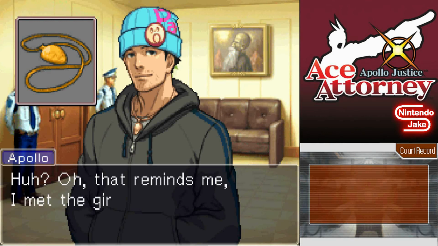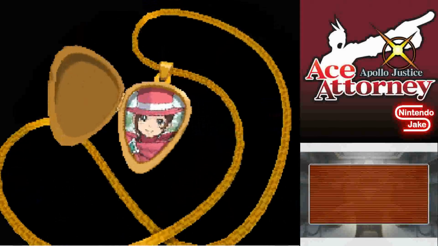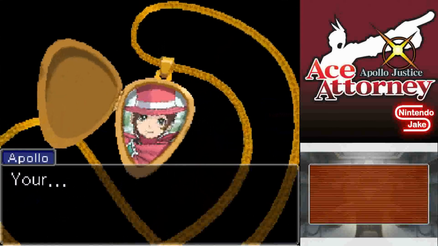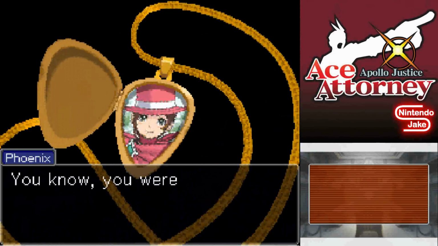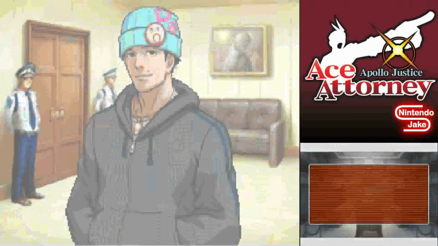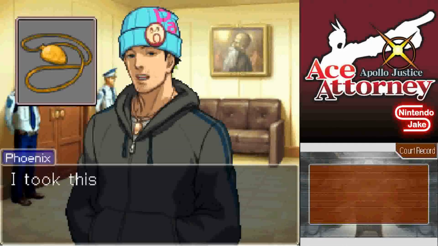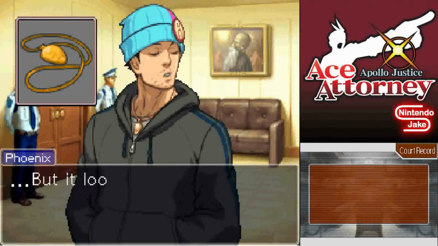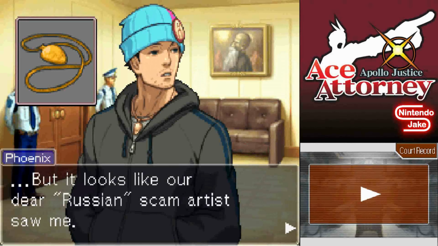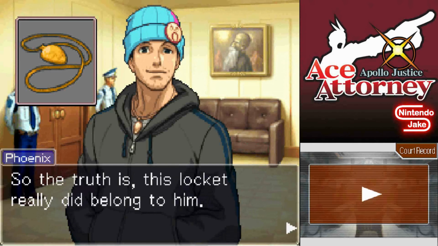Oh, that reminds me, I met the girl with the pictures in your locket. Yeah, she came and gave us the card. Your daughter, right? That's right, she's my daughter. You know, you're right about this locket. I took this off his neck the night he died. But it looks like our dear Russian scam artist saw me. The truth is, this locket really did belong to him.